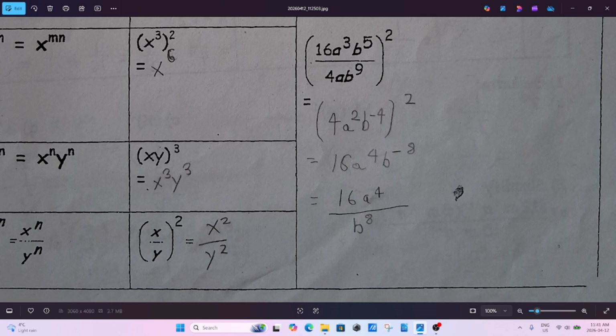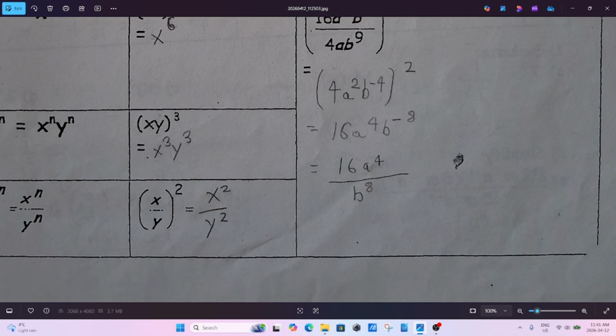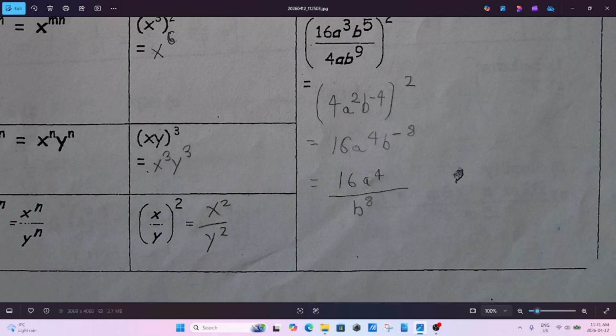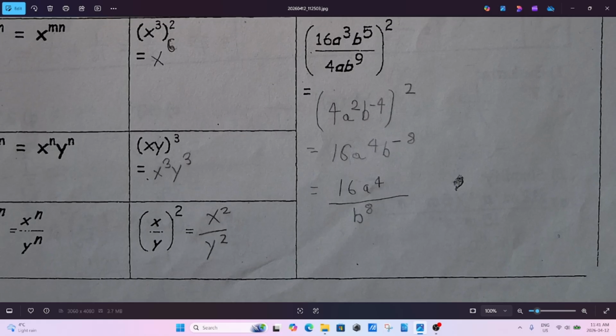And then to the square, and now we distribute the square, so that becomes 4 squared equals 16, a squared squared equals a to the 4, and then b to the negative 4 squared equals b to the negative 8. So you get 16 a to the 4 divided by b to the 8.